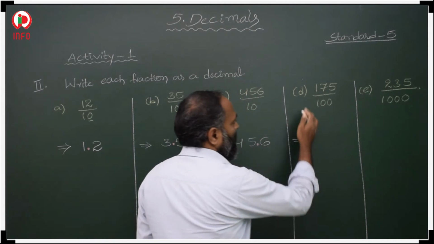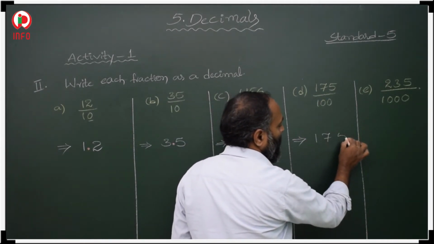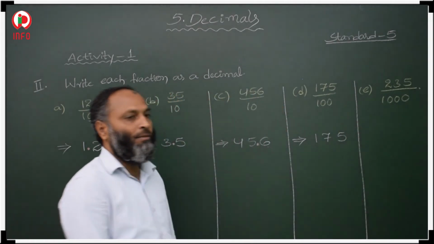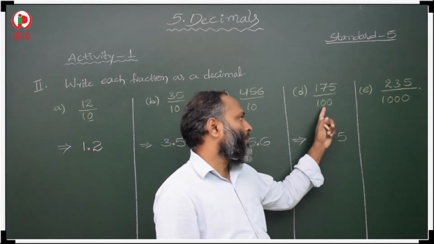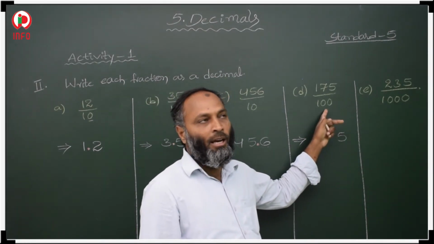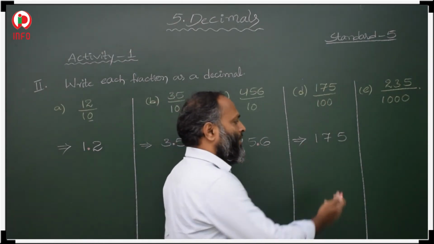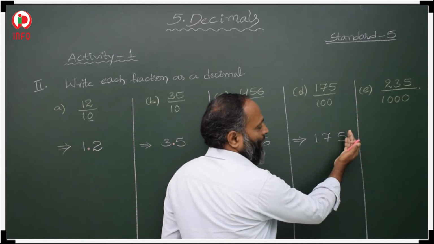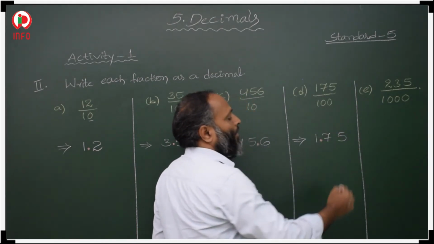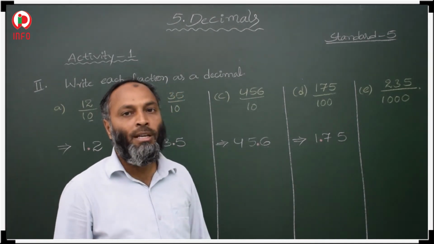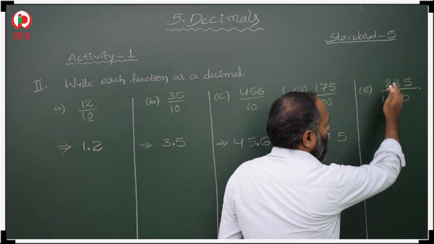The next numerator, what is the numerator? 175. After taking the numerator, you check the denominator. The denominator is 100. In 100, how many zeros were there? 2 zeros were there. It means after 2 places from right to left, 1, 2, you keep a decimal point, that is 1.75.